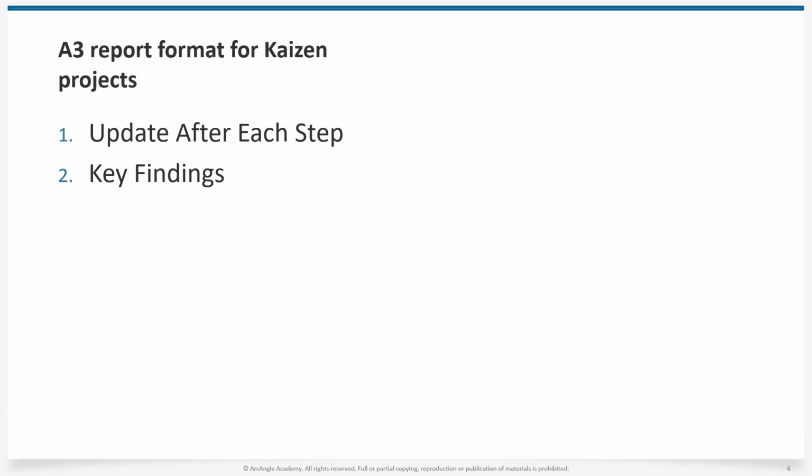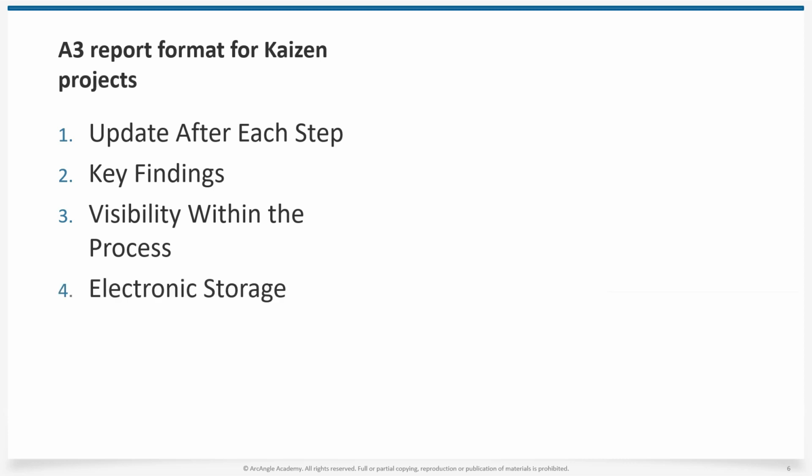Whenever possible, an updated copy of the A3 report is posted inside the process, such as on bulletin boards or designated communication channels. This fosters transparency and ensures that relevant stakeholders have access to the project's information. A complete project report, including all the details and tools used, is stored electronically. This facilitates easy access and retrieval of project information whenever needed.